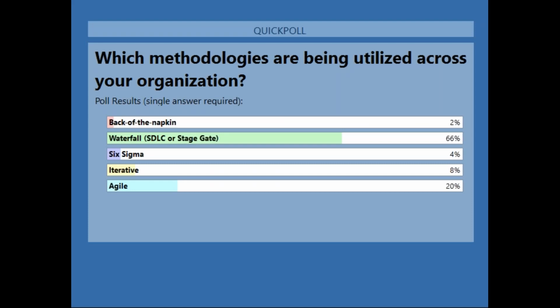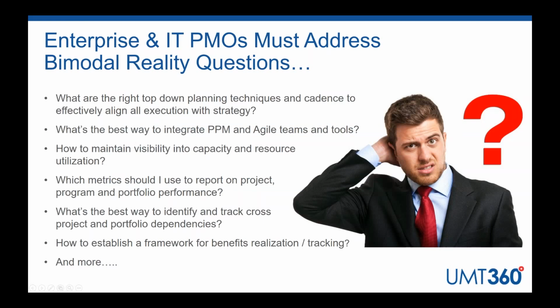So again, the two leading ones, which is good for today's discussion, Waterfall and Agile, 66% Waterfall, 20% Agile on this call, which is obviously a little bit different to the IT metric poll we just showed, but still a good mixture of tools. Whether you're an enterprise PMO or an IT PMO, I think we've just proven through those polls, we've got to face the reality that it's a mixed environment out there, both from a tool set perspective and from a methodology perspective.